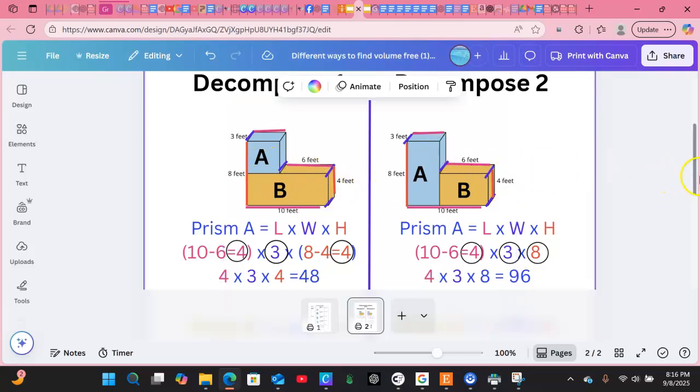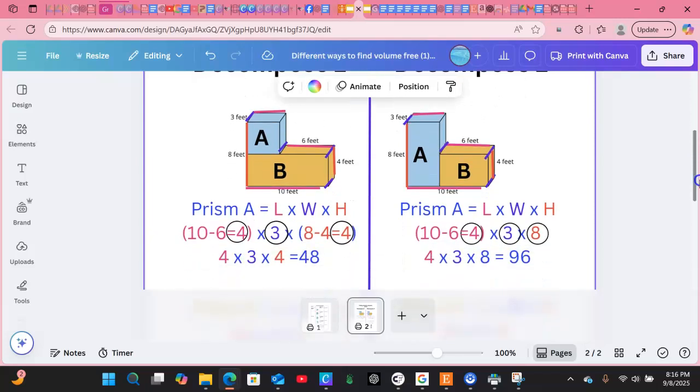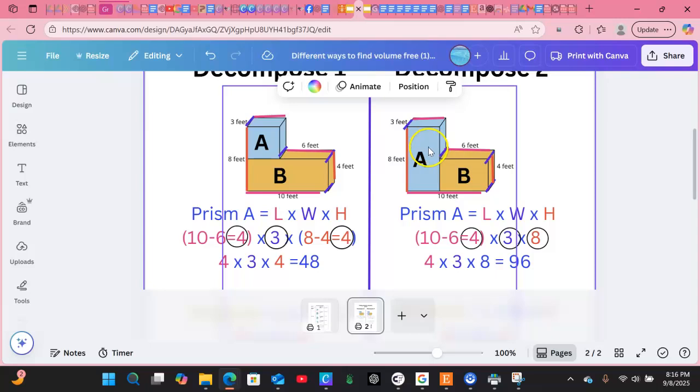Now let's go on to how we decomposed it. Decompose number 2, we decomposed it into a left and a right figure. And so let's go ahead. We have 10 as our length here, 6 as our length here, and again, there's nothing right here. So we have to figure out what that amount would be.